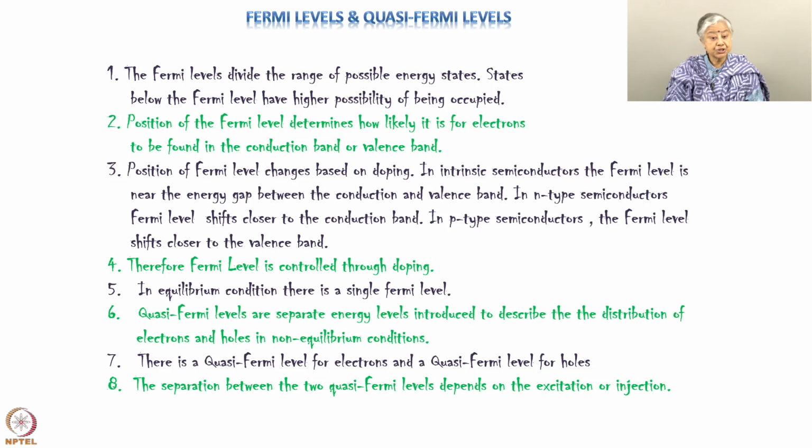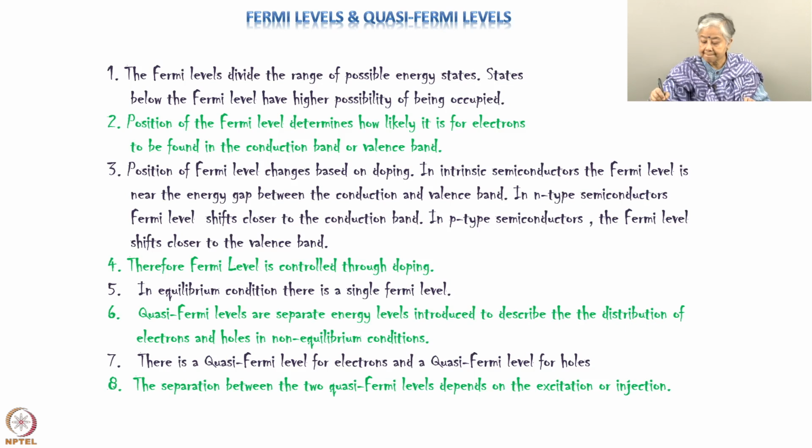And the position of the Fermi level changes based on the doping. In intrinsic semiconductors, the Fermi level is near the energy gap between the conduction and the valence band. In N-type semiconductors, the Fermi level shifts closer to the conduction band. In P-type semiconductors, the Fermi level shifts closer to the valence band. So, I should show here that the position of the Fermi level changes based on the doping. For intrinsic semiconductors, the Fermi level is near the energy gap between the conduction and the valence band.